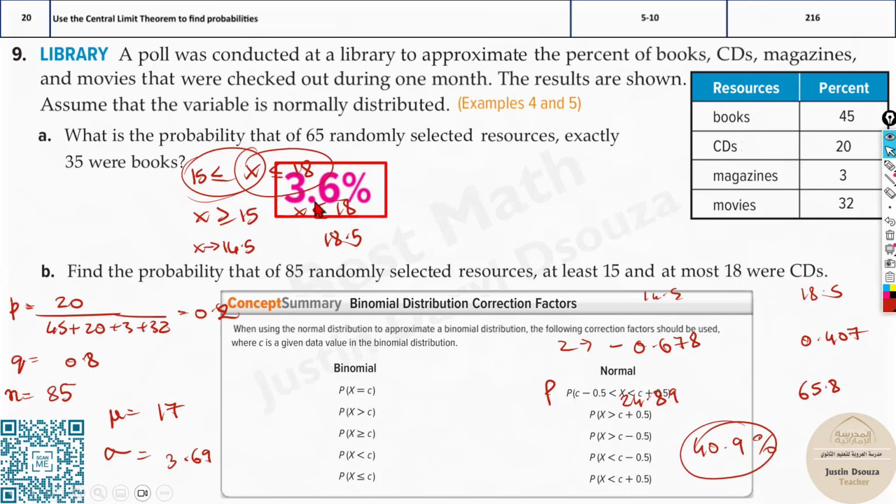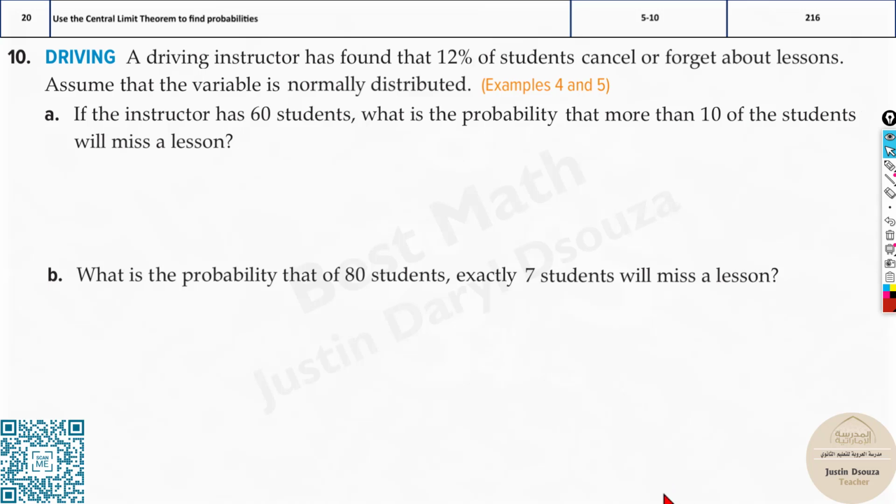So let's look into the answers. The first one was 3.6, now it's 40.9. For the last one, please try to do it by yourself with the same method. The first one is very, very simple, it's just more than, and over here, exactly. Let me just do it directly in the calculator because the mean and all don't change here. We have a p-value of 12 percent, that is 0.12. What about the q value? The q value will be 0.88. And then n is equal to 60. In this case, n over here will be 80. What is the x value? x is equal to 10.